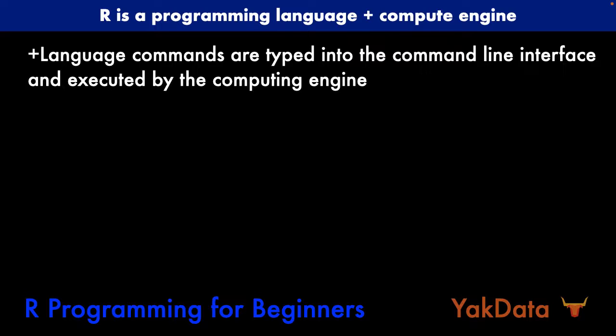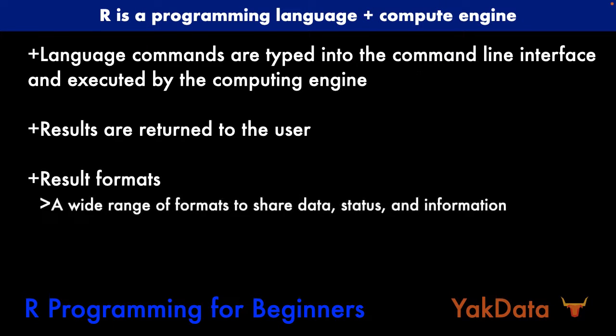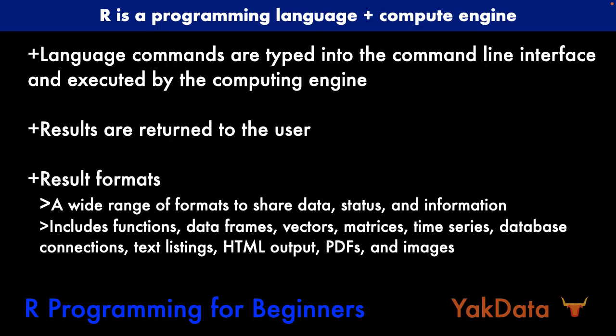So, R is a language where you have commands. This is the simplest form of R usage, typed into a command line interface and executed by the computing engine. You get dynamic results returned to you, the user. And there's a wide range of formats to share data, status, information, lots of things like functions, data frames, vectors, matrices, time series for data formats, database connections, text listings, all types of output such as HTML, PDFs, images, Shiny web app, which we'll do in case study 7.